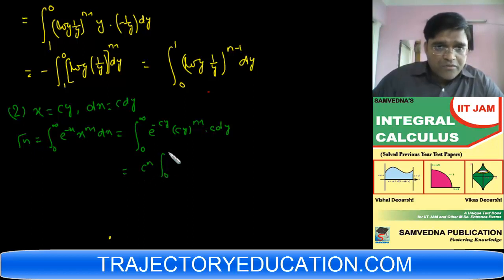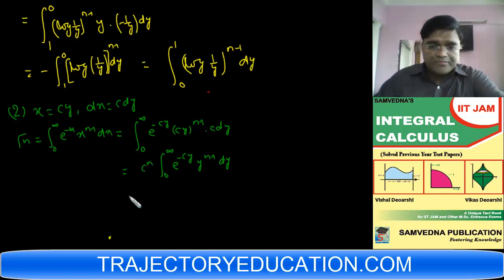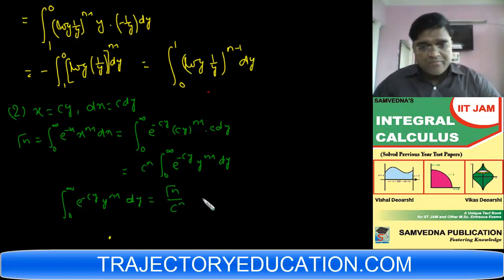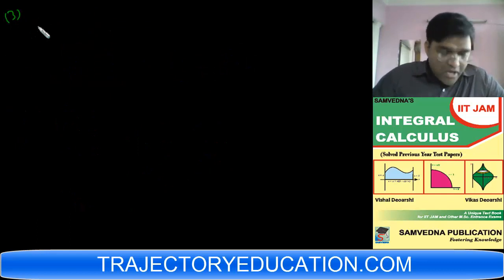So this will become equal to c^n times the integral from 0 to infinity of e^(-cy) y^(n-1) dy. So the integral from 0 to infinity of e^(-cy) y^(n-1) dy equals gamma n upon c^n. This will be very useful at various places. Now let's see another transformation.